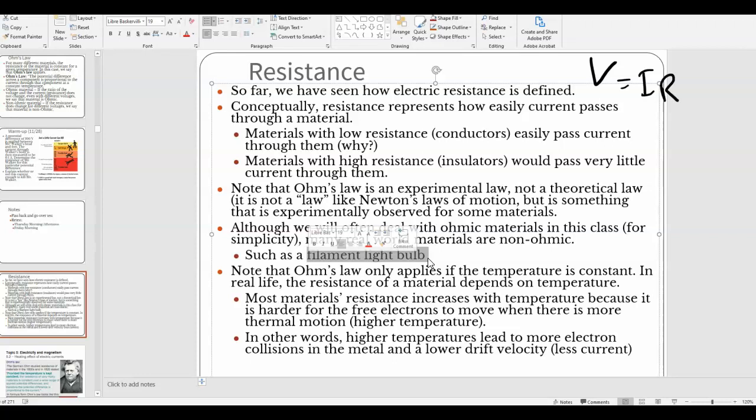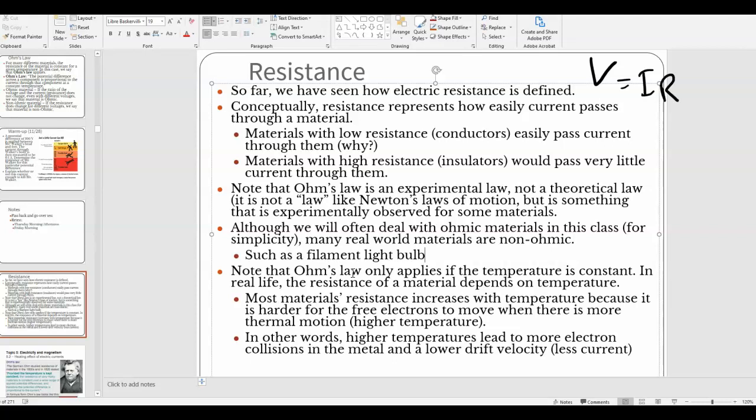Most light bulbs were filament light bulbs 10, 20, 30 years ago. Nowadays we have LEDs and stuff like that. But an older light bulb, a filament light bulb, is considered by the IB to be a non-ohmic material. And there are some other examples of non-ohmic materials that we'll talk about later. But most of the time we're dealing with ohmic materials in this class.